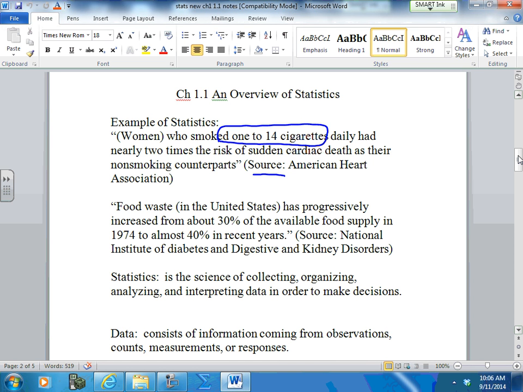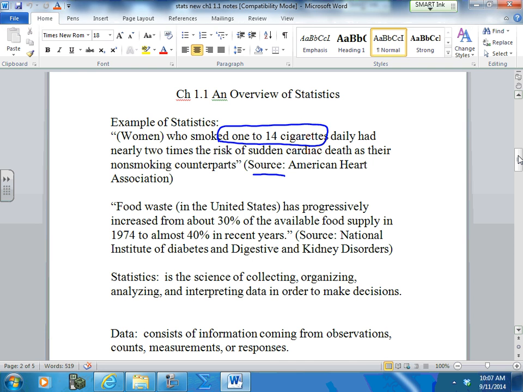Another example of a statistic, food waste in the United States has progressively increased from about 30% of the available food supply since 1974 to almost 40% in recent years. That's the food we waste. And this was taken from another source.